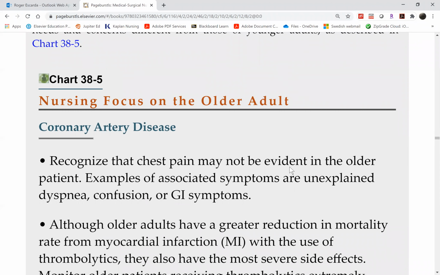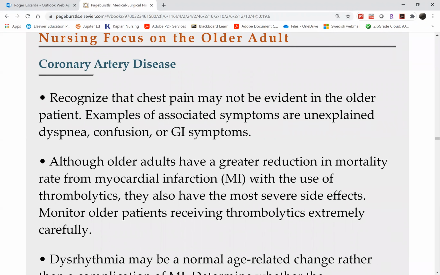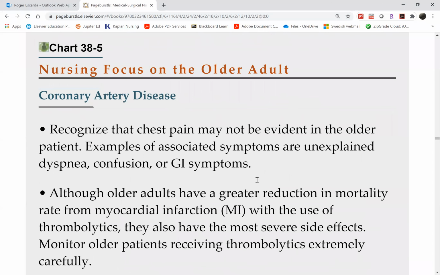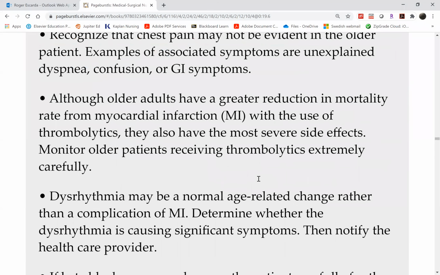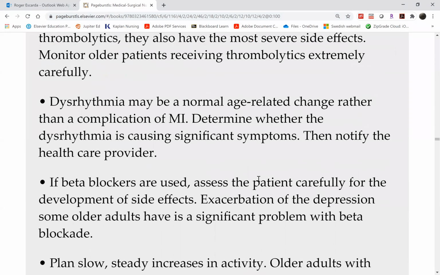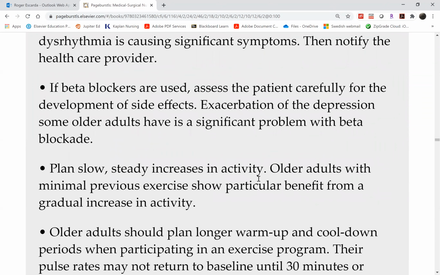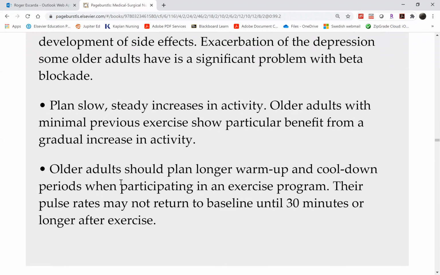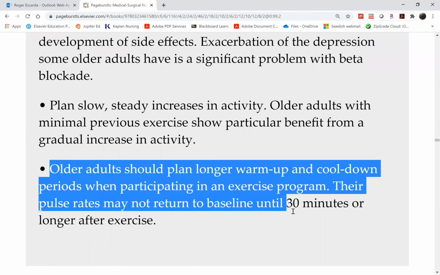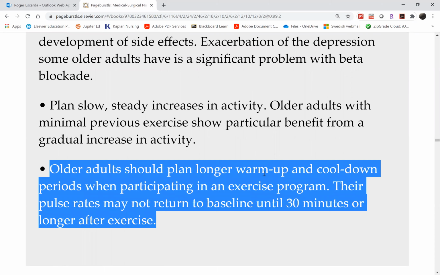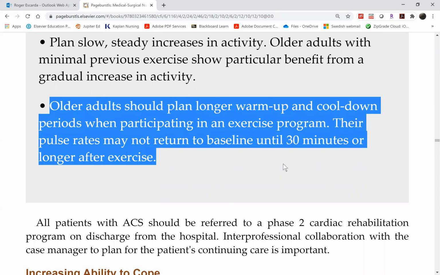Most of our CAD patients or ACS patients are 65 and older. So here is patient-centered care for the older adult having coronary artery disease. It's not really that much different from the others, but there are a few, especially where exercise is concerned. So this part right here, I do have a question about that one.